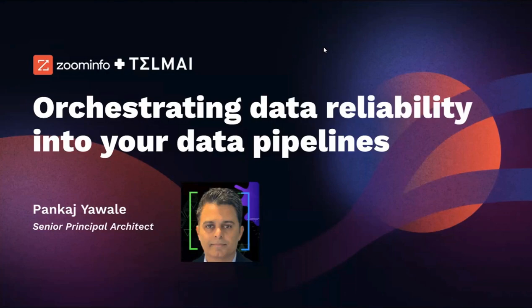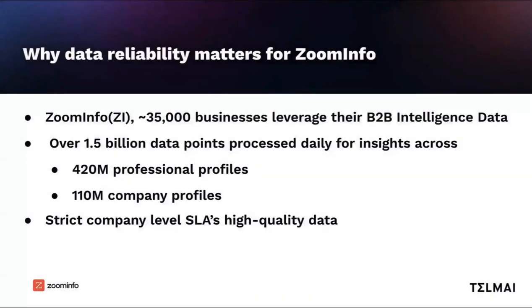Today, I'm going to be talking about building data reliability into your data pipelines. Just to give you a high-level overview of the data processing landscape that we operate on at ZoomInfo: we gather about 1.5 billion data points on a daily basis to derive insights on 500 million contact profiles and over 100 million company profiles. The data product that we build out of those data points is being leveraged by several tens of thousands of customers for their B2B intelligence needs.